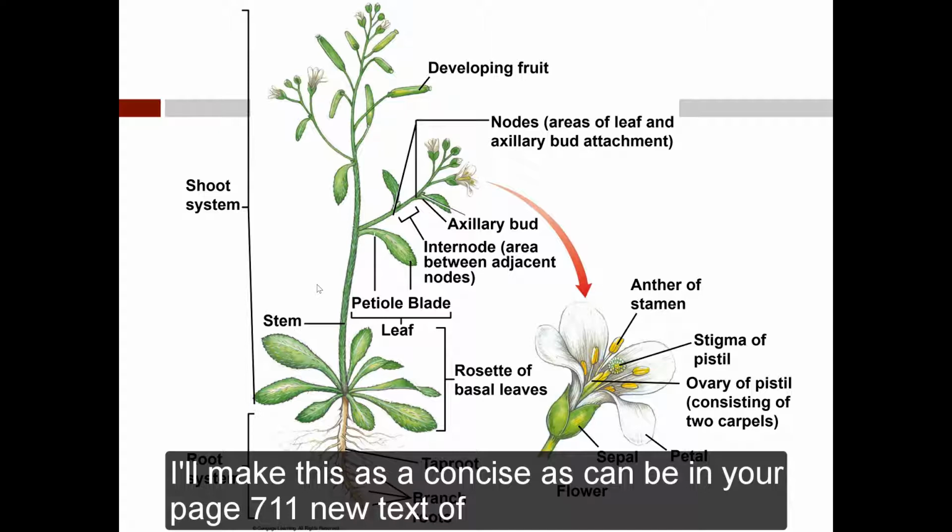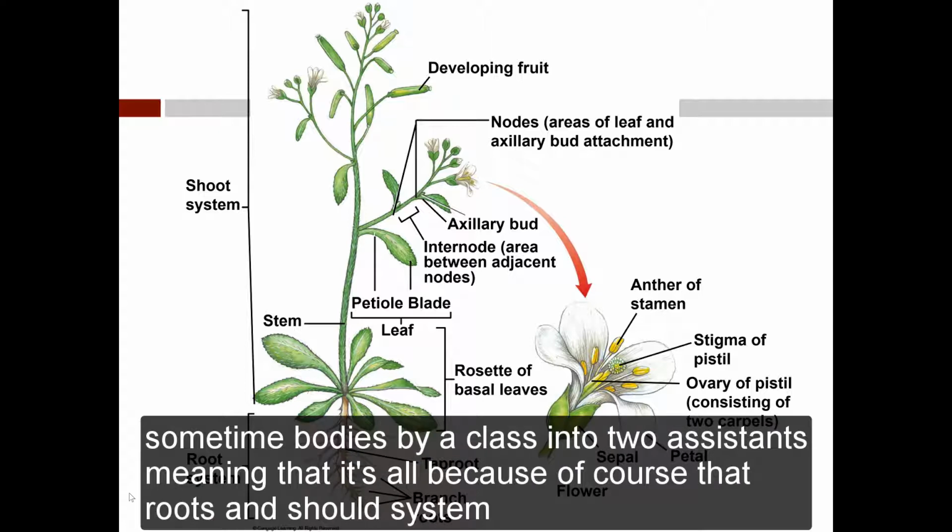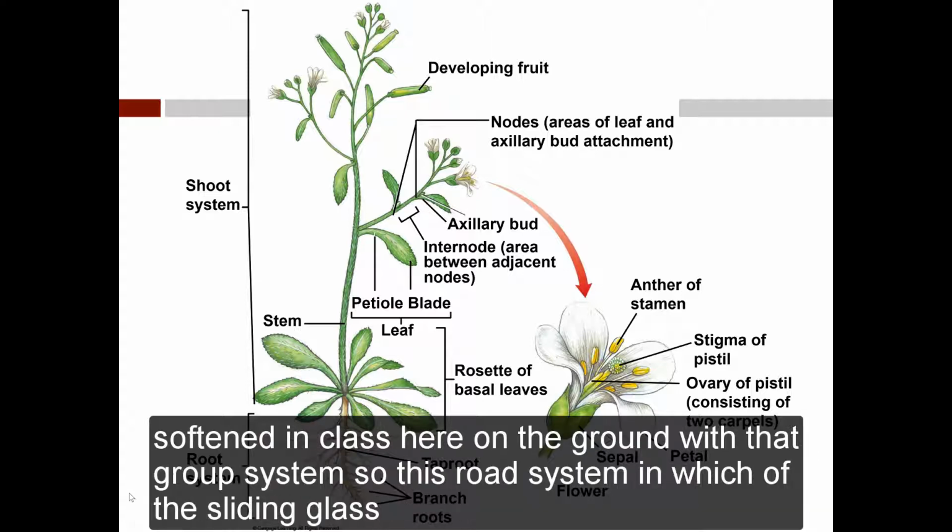I'm here on page 711 in your textbook. And with that, let me get my pen ready to go. Just a moment here, and I'm now ready. So the plant body is divided, class, into two systems, meaning it's all because, of course, that root and shoot system. So I'll begin, class, here underground with that root system.